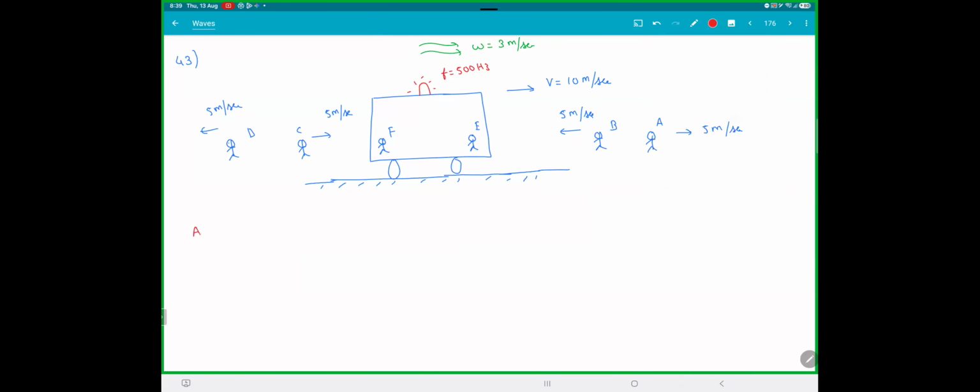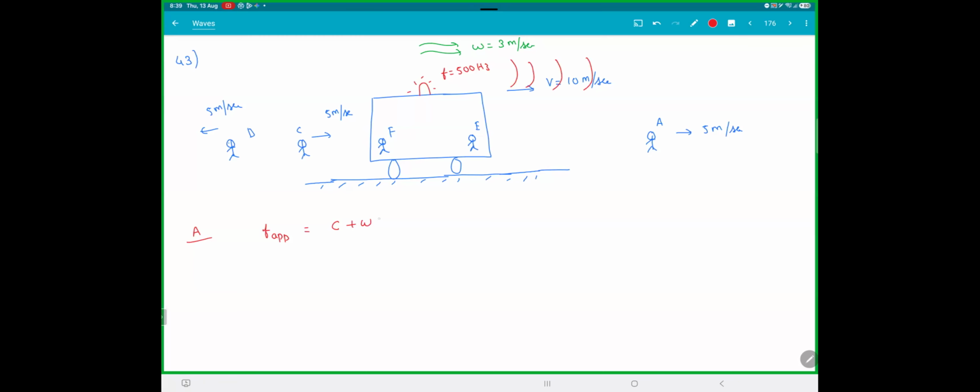So when you ask for A, again, listen to the formula carefully. F apparent, speed of sound C. Now, what is the wind doing? Look at this. For A, if you look at M, the sound is going from left to right, and the wind is also going in the same direction. So it will be plus W.